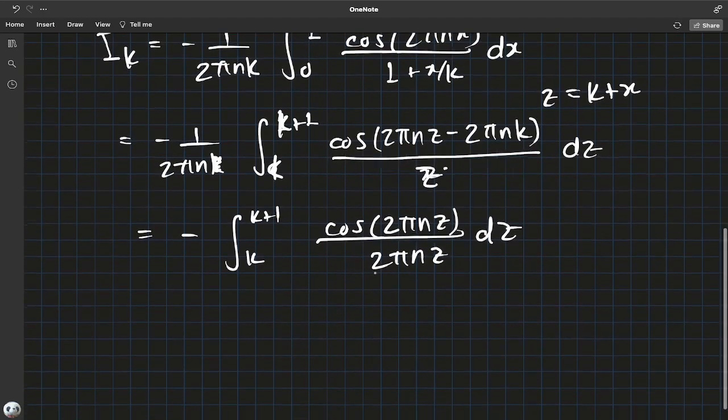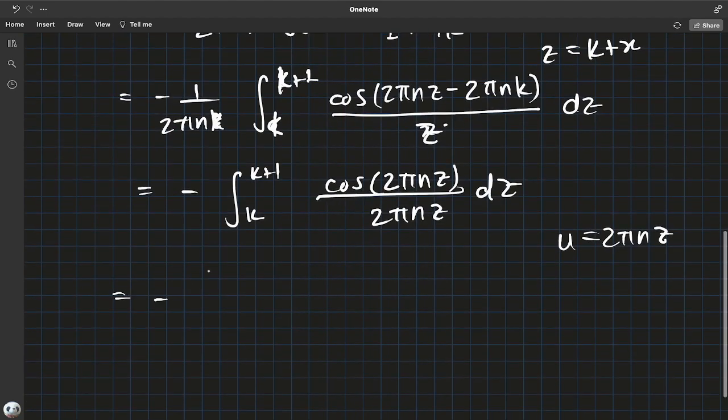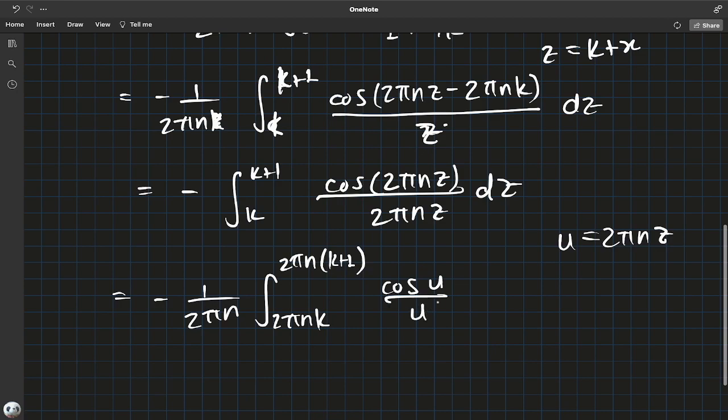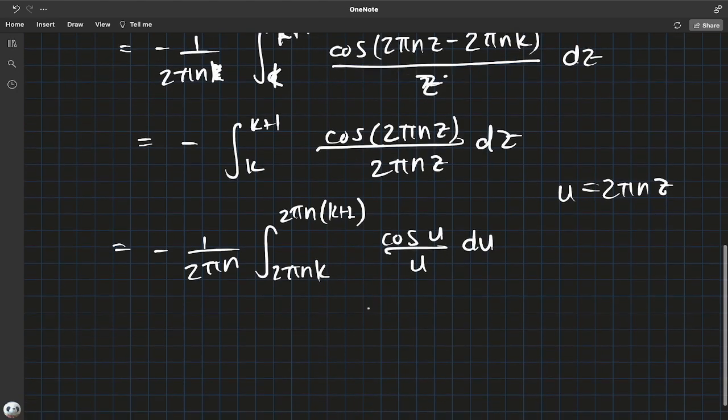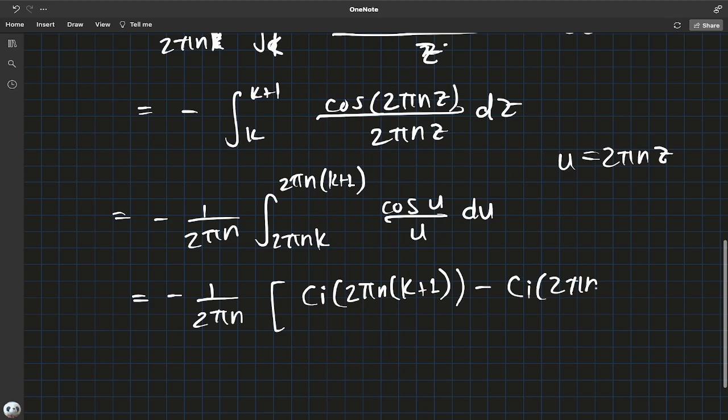dz. We can do another substitution where u equals 2 pi n z, and notice what happens here now. Negative 1 over 2 pi n times the integral from 2 pi n k to 2 pi n (k plus 1) of cosine of u over u du. And again, we went through this on the previous page. This is the difference of cosine integrals evaluated at each of those upper and lower bounds, minus cosine integral 2 pi n k.